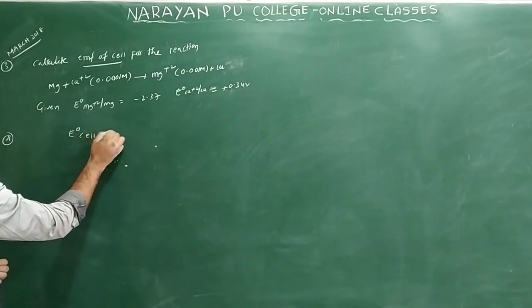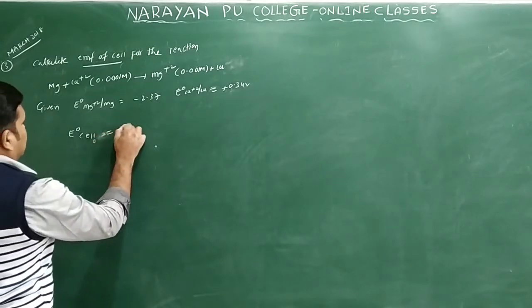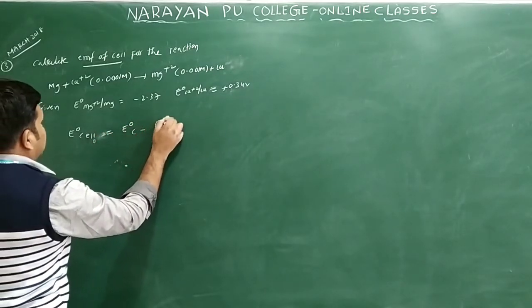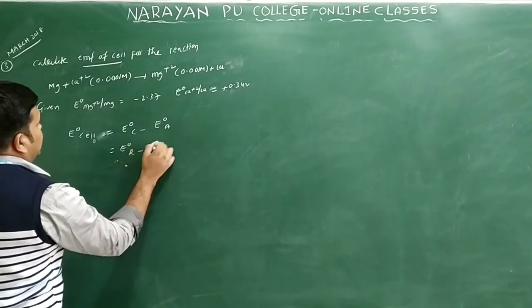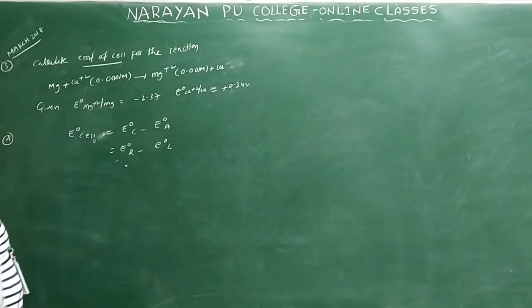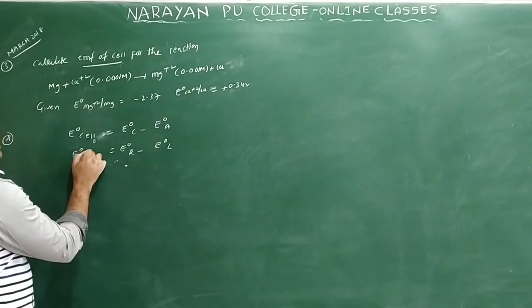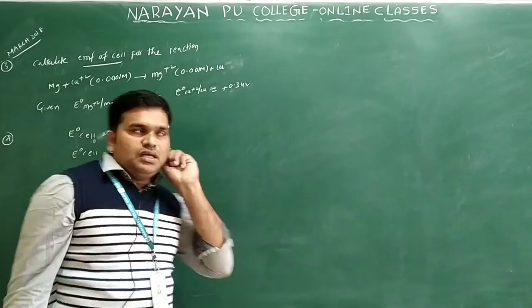So you know E naught of the cell is E naught cathode minus E naught anode, or you can write E naught of right minus E naught of the left. In this case, I already told you in the previous section how we can identify the anode and cathode if confusions are there. Here, what are the values given?